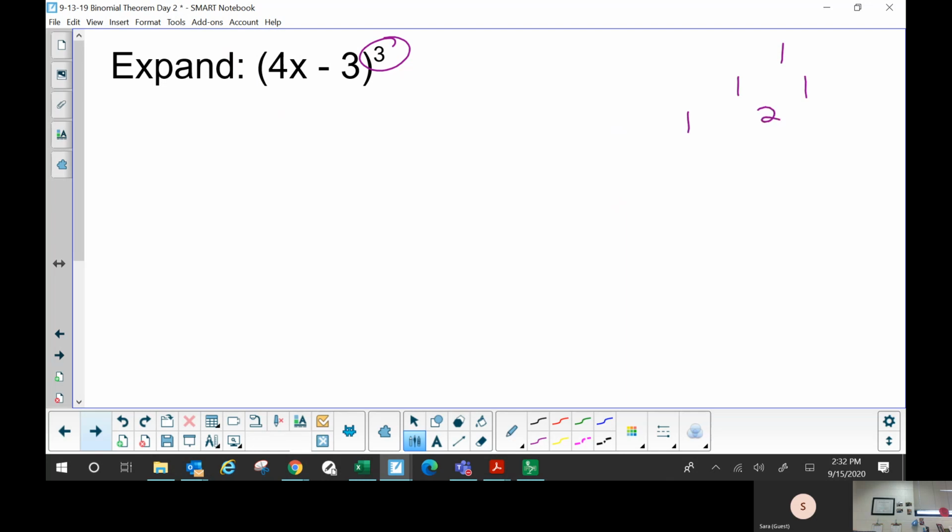1 plus 1 is 2. All right. 1 plus 2 is 3. 2 plus 1 is 3. And then we have another 1. So this is the row we're looking at, right? Row 3. That's row 0. This is row 1. This is row 2. This is row 3. So those numbers you write out first. So those numbers are 1, 3, 3, and 1.